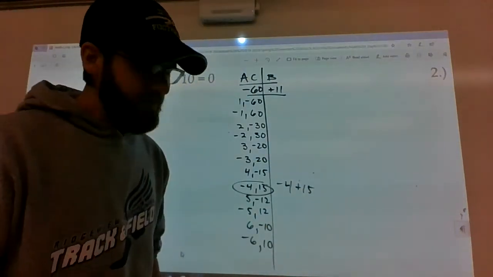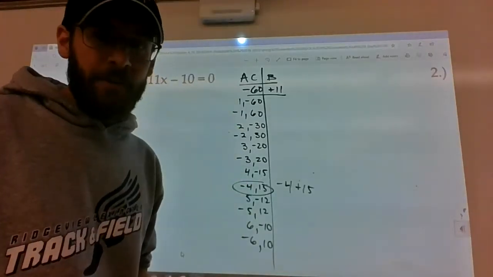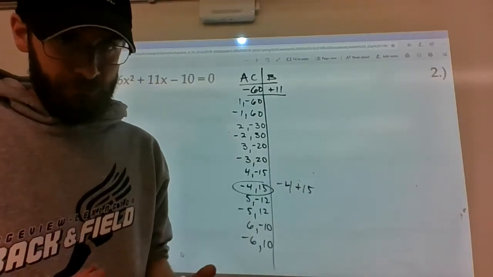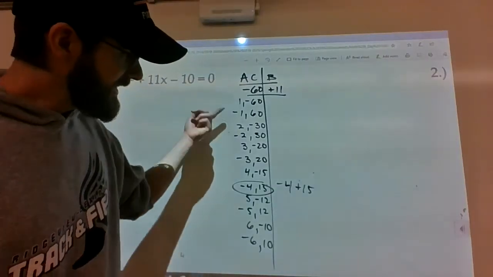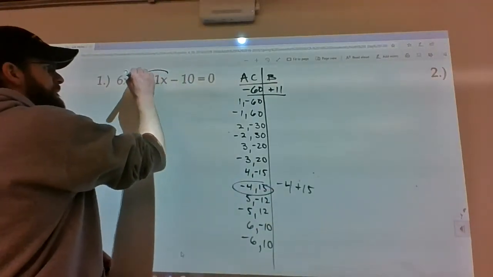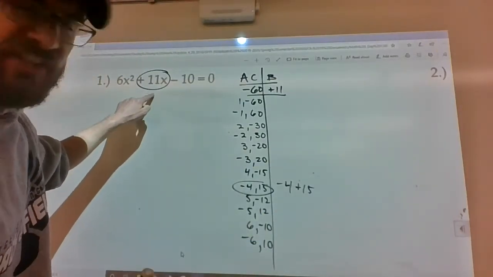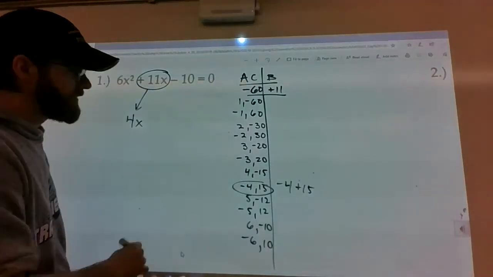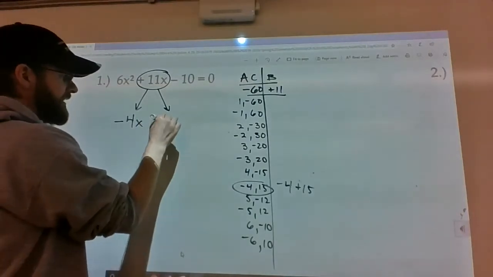So remember, I don't expect you guys to write the whole list down, but if you can't figure it out, I better see the whole list first before you just give up on the problem. Because usually when people give up on the problem, it's you didn't even write all the factors for it. So, negative 4x plus 15x is what 11x is going to change into. So, negative 4x and 15x.